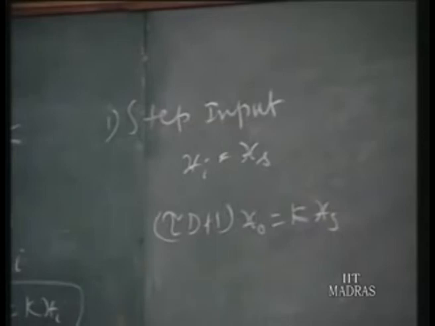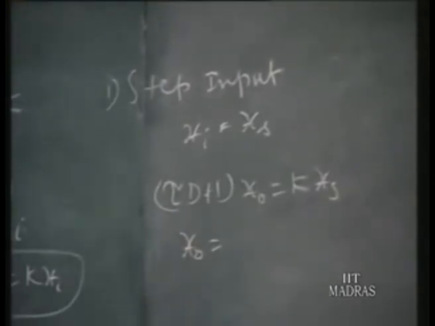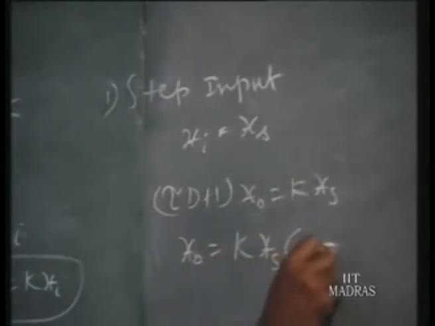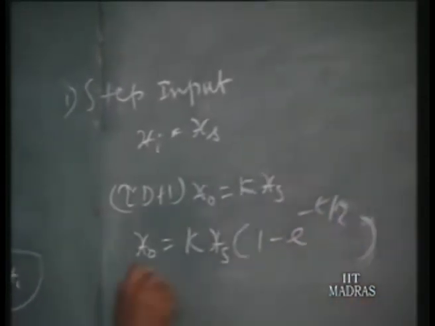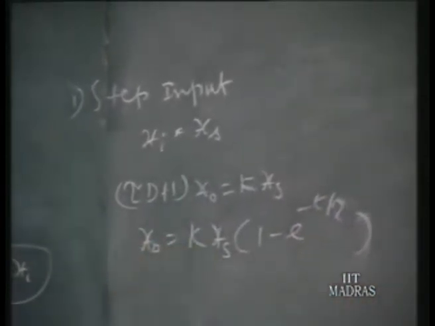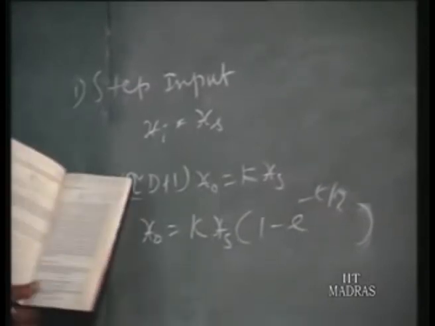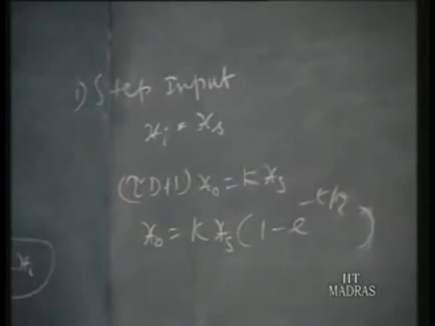So this is a differential equation from which you can find the variation of Xo. If you can get an expression for Xo, Xo is equal to K Xs into (1 minus e to the power of minus t over tau). This will be the variation of Xo, that is, solving the differential equation. You get the complementary function and particular integral, and using that method we get this expression for Xo. So, to understand this equation we plot it.